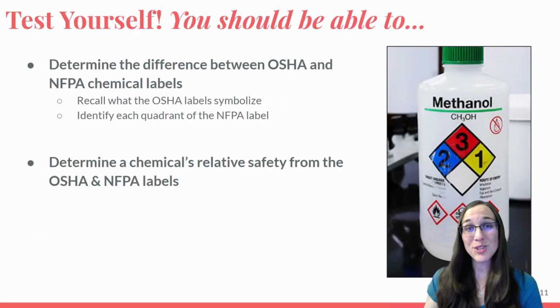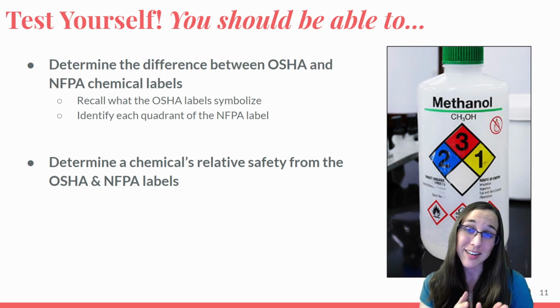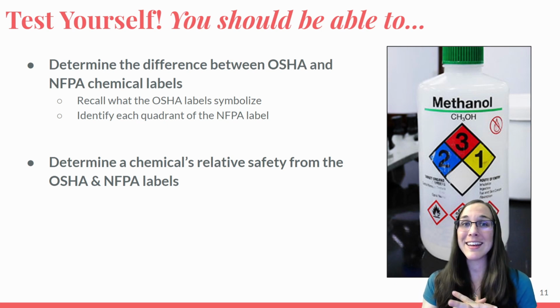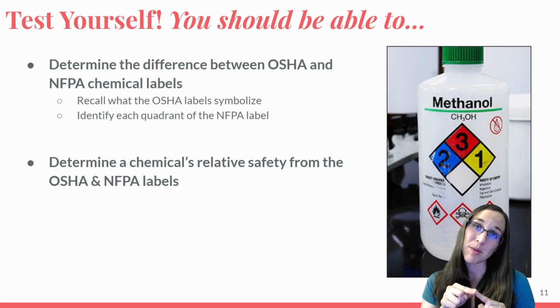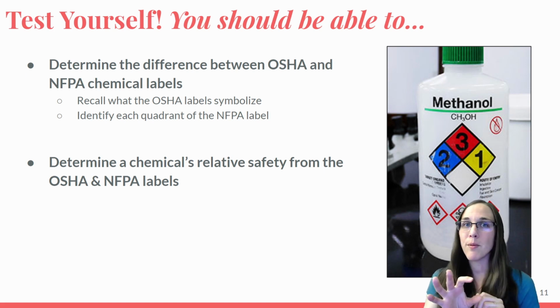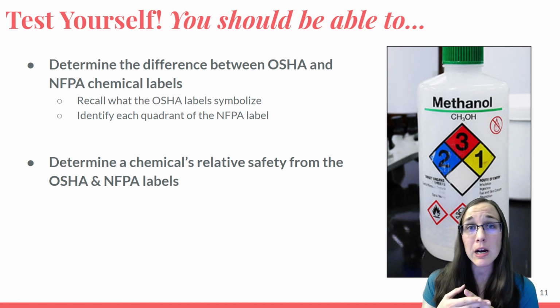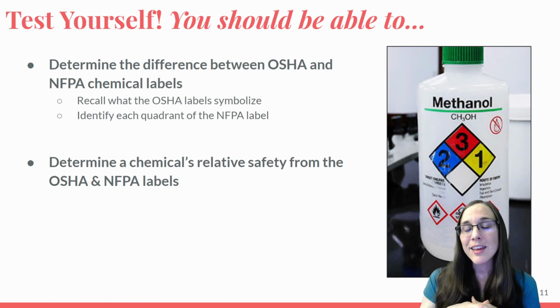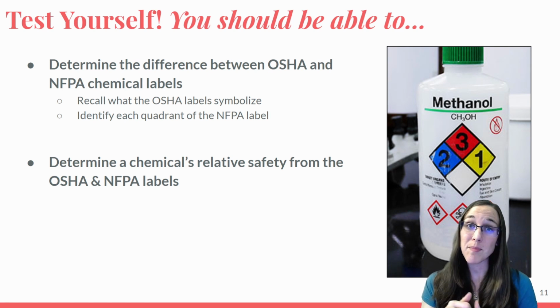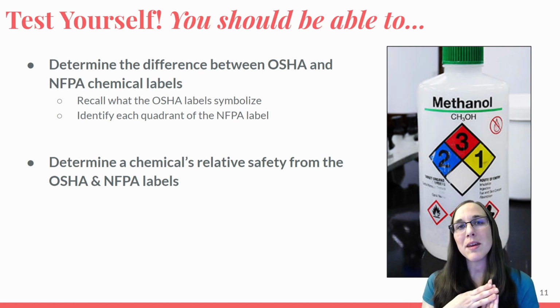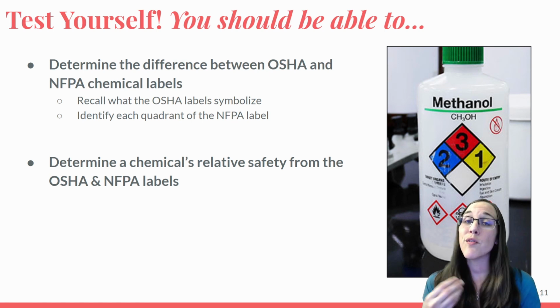Hopefully you should be able to determine the differences between OSHA and NFPA safety labels on chemicals in your daily life and in a lab setting. You should hopefully recall that the OSHA labels are the ones outlined in red in a diamond format, and they have one single picture in them, whether they're a dead fish gone belly up or a skull and crossbones, and what those each mean. You should be able to identify each quadrant of an NFPA label: blue for health hazard, red for flammability, yellow for reactivity, and white for any special kind of hazards. And also keeping in mind that 0 means it's not going to hurt you, 4 means pretty dangerous. That's the worst it can get for that category.